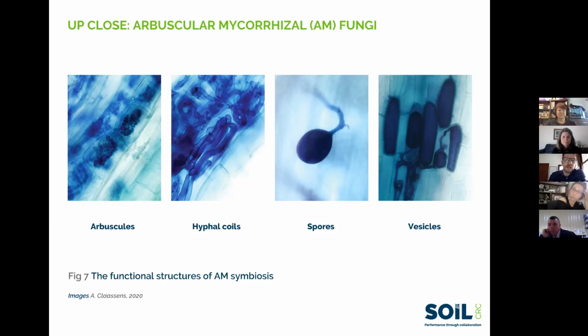Mycorrhizal fungi, as I mentioned earlier, will produce nutrient transfer structures such as arbuscules or hyphal coils. At different points in the crop cycle, those fungi will move from forming active nutrient transfer interfaces to structures that are more associated with storage and survival, such as spores, which contain many nuclei, and vesicles, which are associated with long-term storage for fungi and contain glycogen and lipids.